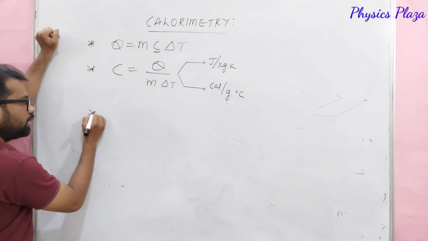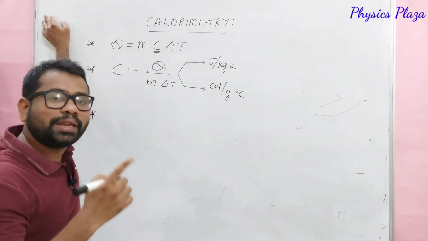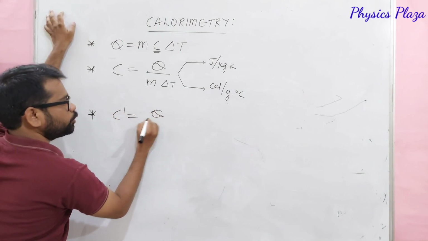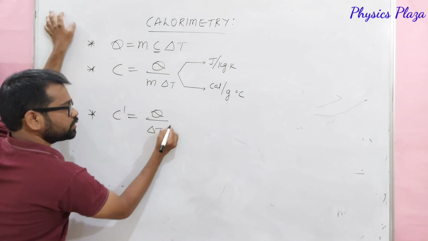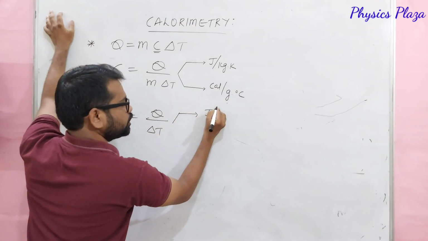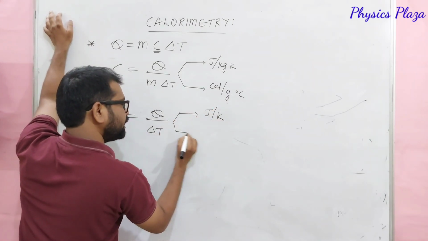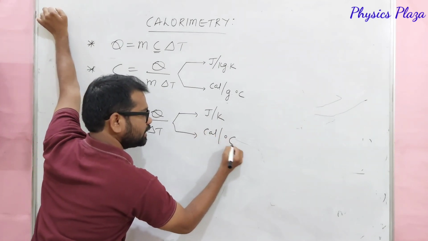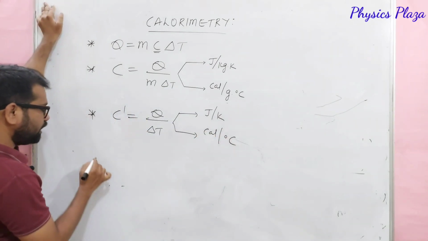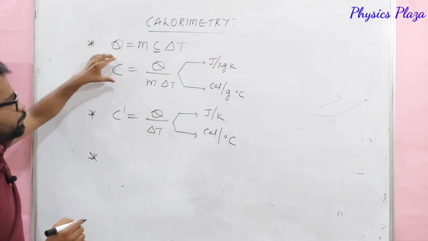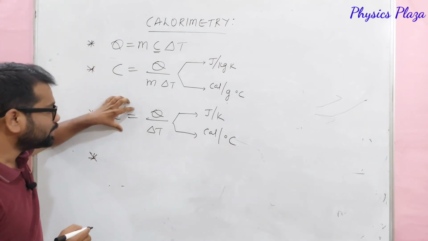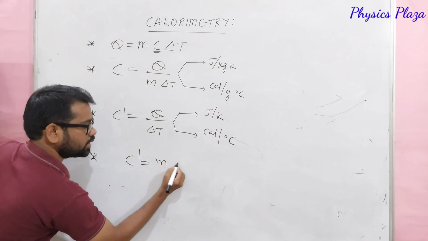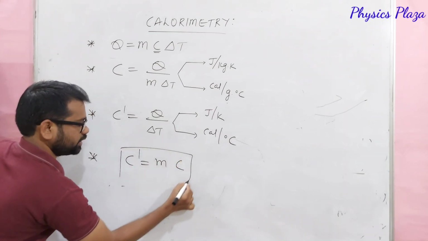Next, we will be talking about thermal capacity or heat capacity. That is C dash is equal to Q by delta T. Its SI unit is joule per Kelvin, whereas its CGS unit is calorie per degree Celsius. Children, how specific heat capacity and thermal capacity are related is very, very important. That is C dash is equal to mass into specific heat capacity.